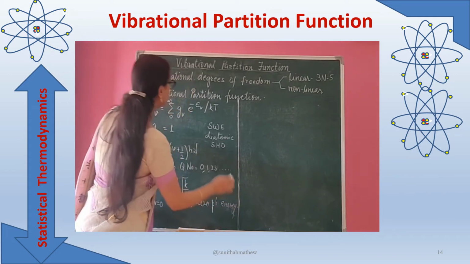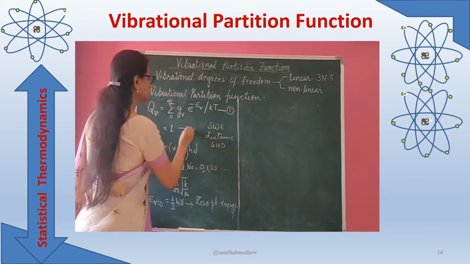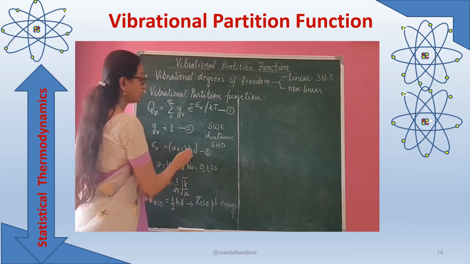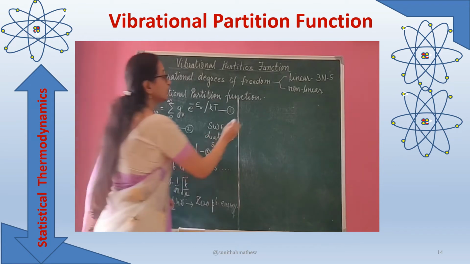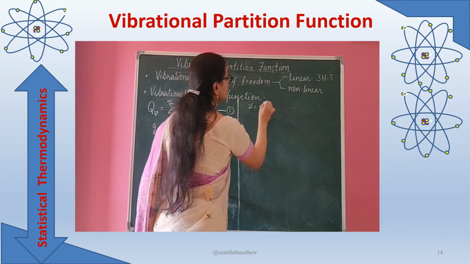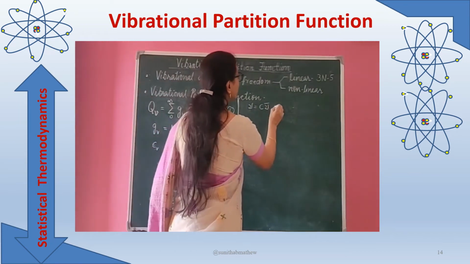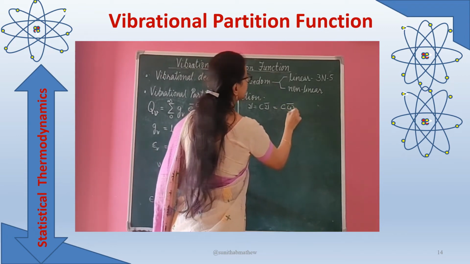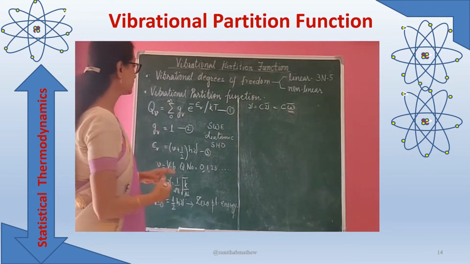Let us number the equations: equation number 1, 2 and 3. These are the main equations. Now instead of nu, in terms of wave number, we can write c nu bar. Here we will write omega bar for nu bar. This is the equilibrium frequency in centimeter inverse.